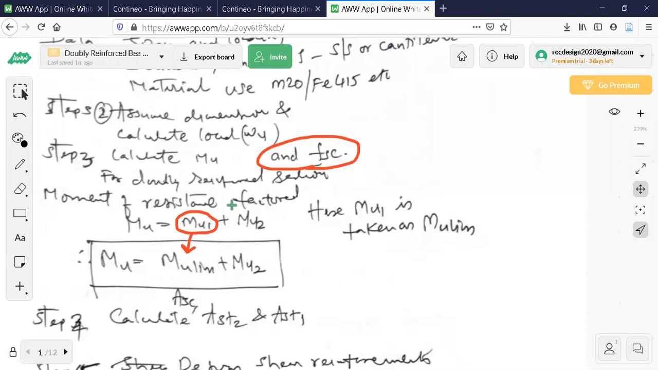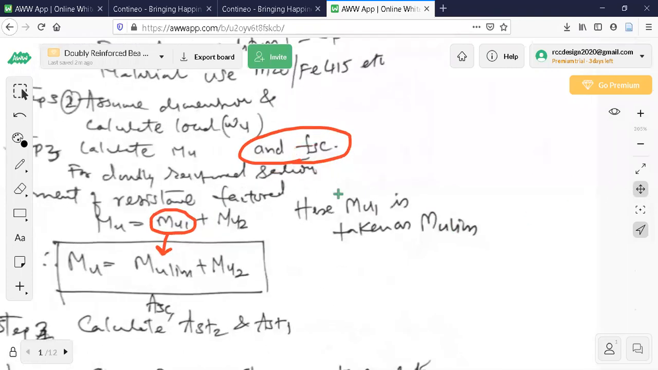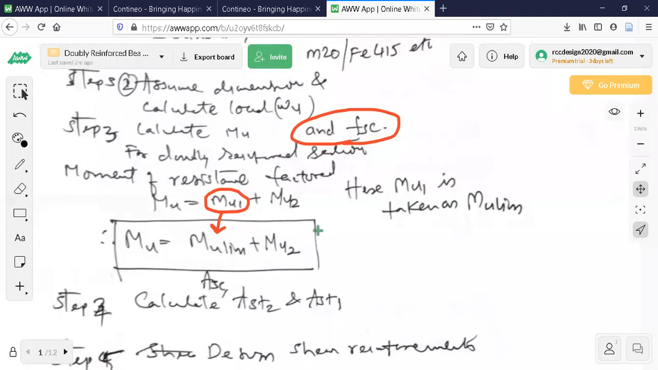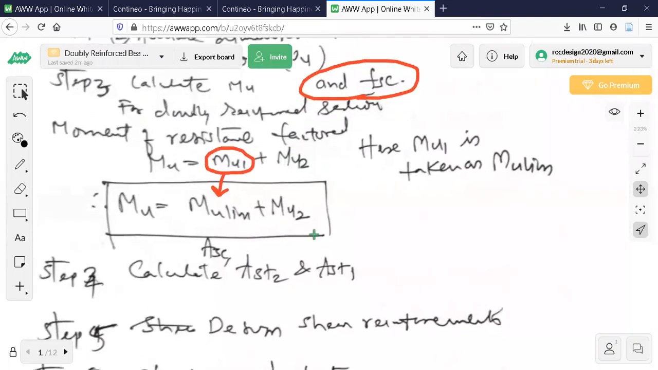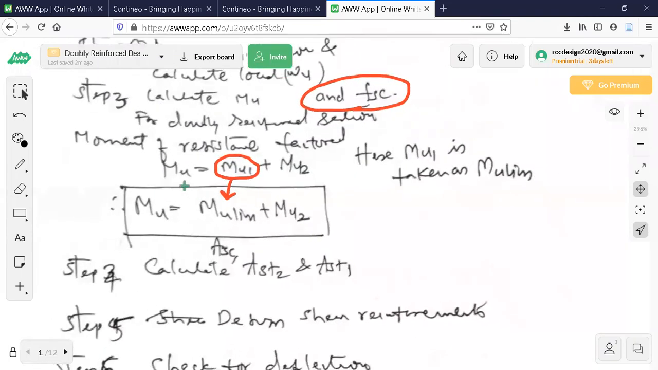Use thumb rules and start with some dimensions, because even to finalize those dimensions, some thumb rules are there. Usually, we can say B is 230 or 250 millimeter, and the depth is governed by span by depth ratio. But usually in case of doubly reinforced beams, when they are asking you to design, normally they are giving the dimensions. Now you have to use this formula.